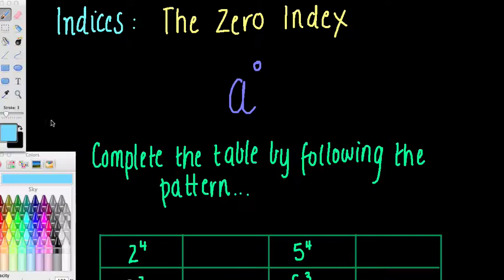Alright, welcome back Year 9 to another video looking at indices. What we're going to look at today is the zero index. So what do I mean by the zero index? Well, exactly how it's written, an index that has a value of 0.